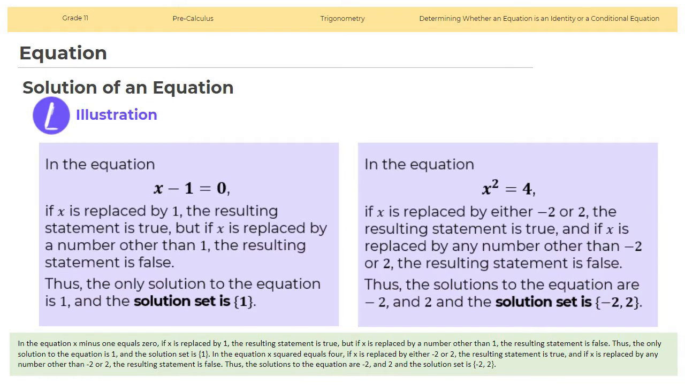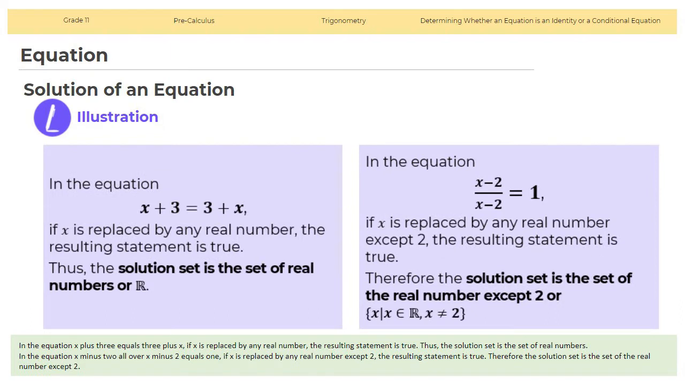Here are some examples. In the equation x minus 1 equals 0, if x is replaced by 1, the resulting statement is true. But if x is replaced by a number other than 1, the resulting statement is false. Thus, the only solution to the equation is 1, and the solution set is positive 1. In the equation x squared equals 4, if x is replaced by either negative 2 or 2, the resulting statement is true. And if x is replaced by any number other than negative 2 or 2, the resulting statement is false. Thus, the solutions to the equation are negative 2 and 2, and the solution set is negative 2 and positive 2.